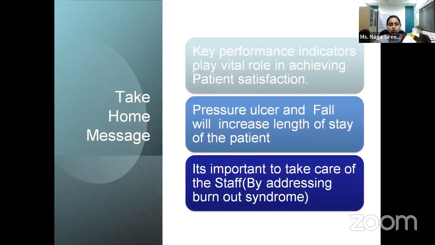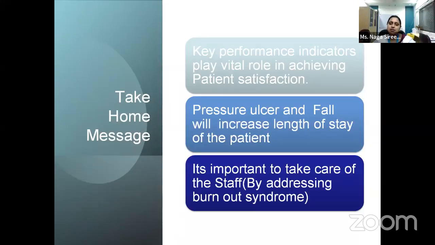And it's important to take care of the staff by addressing the burnout syndrome. As I told you the reasons and suggested the problems, all of these will make sure that staff feel comfortable. Before ending the session, I just wanted to tell you a couple of examples. One is pressure ulcer.